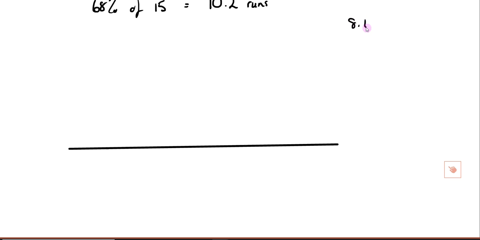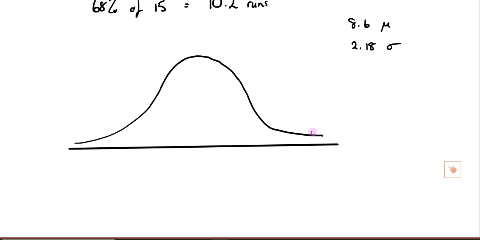2.18. So we've got 8.6 mean and we've got 2.18 standard deviation. Now we've got our normal distribution bell curve. This, by the way, is the type of question that I'd be posing my standard level diploma students. So I know my mean is 8.6 and I know my standard deviation. So what did I say?